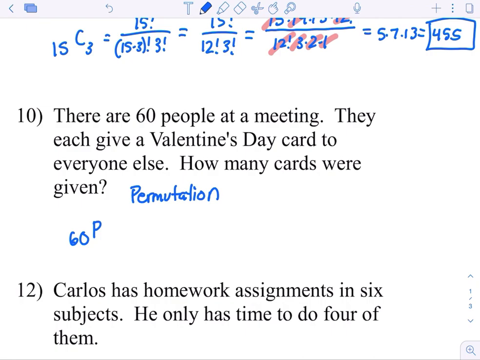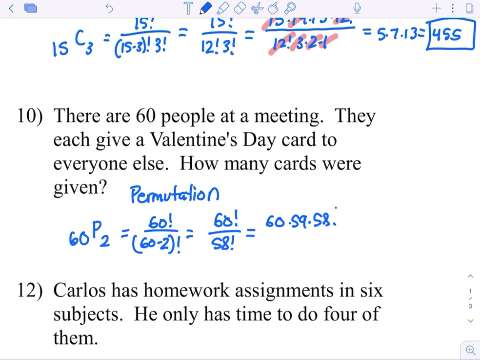So then it's going to be 60 choose. How many people were given? 2. So 60 factorial over 60 minus 2 factorial, which is 60 factorial over 58 factorial. 60 times 59 times 58 all over 58 factorial. These cancel. So all you're going to give is 60 times 59, which is 3,540.